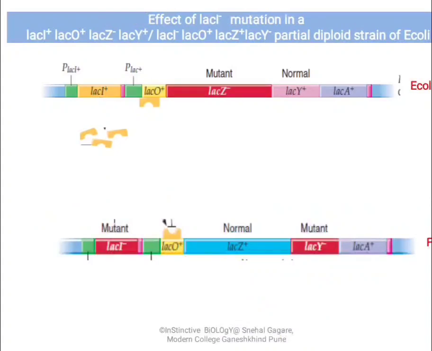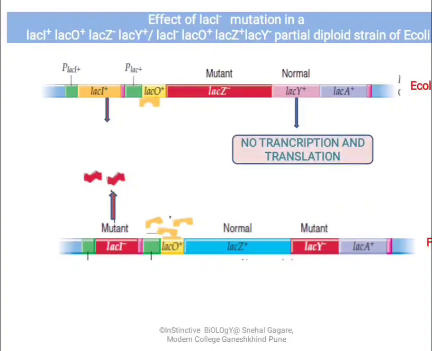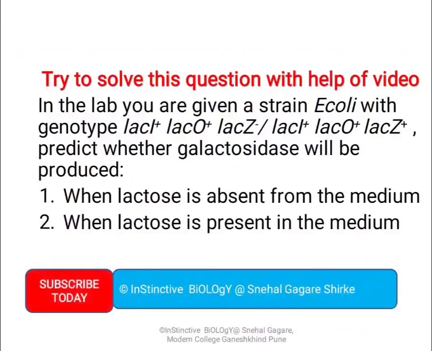Now we see another example where we have a partially diploid cell with the genotype lacI plus, O plus, Z minus, lacY plus. In this case, the cell produces the repressor and it goes and binds to the operator region, but the F plasmid contains a mutant lacI gene which produces a mutant repressor protein which is unable to bind to the O plus region. But as the lacI plus gene is trans-dominant, meaning its product binds to regions of DNA apart from itself also, there is no transcription and translation in both the cases and the operon is off.